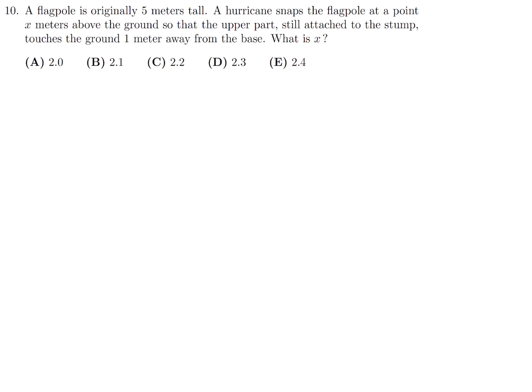A flagpole is originally 5 meters tall. A hurricane snaps the flagpole at a point x meters above the ground, so that the upper part, still attached to the stump, touches the ground 1 meter away from the base. What is x? Let's draw a little diagram here. So this is the ground, and then we've got a flagpole originally, something like this, right? And then it breaks, let's say it breaks here. And then it falls down and touches like this, something like that.